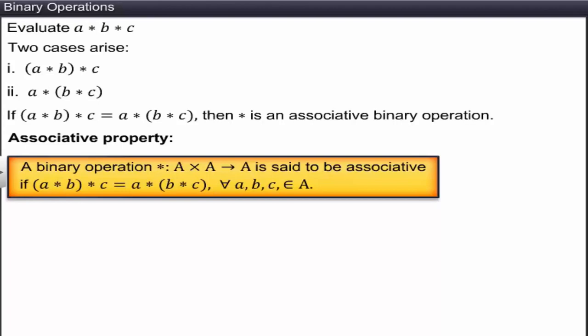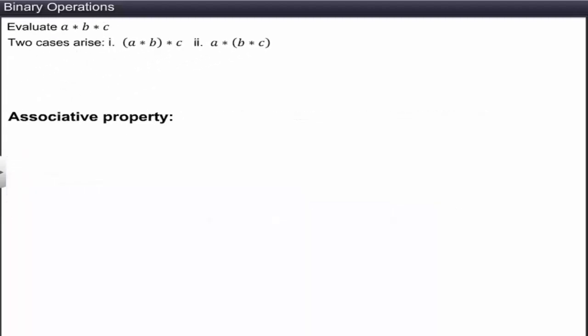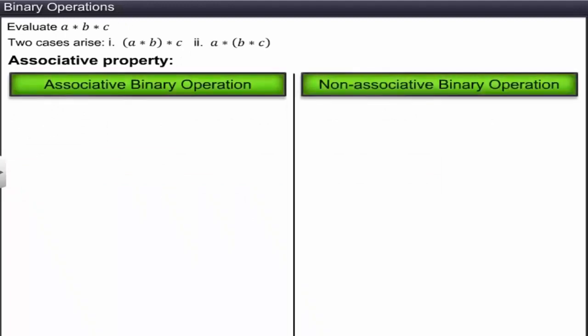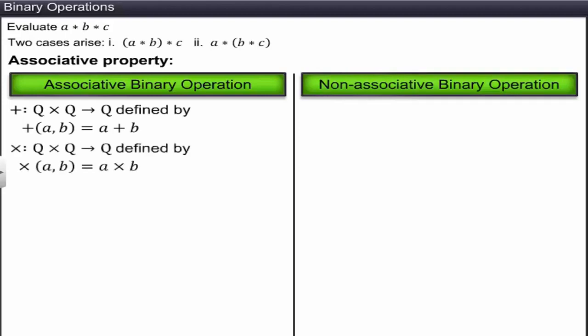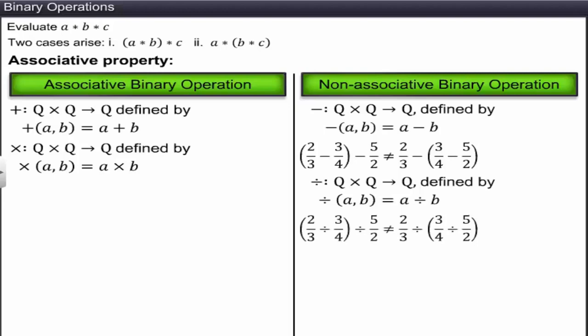Now, addition and multiplication are associative on set Q of rational numbers. Hence, addition and multiplication are associative binary operations on Q. However, subtraction and division are not associative on the set of rational numbers, and hence are not associative binary operations.